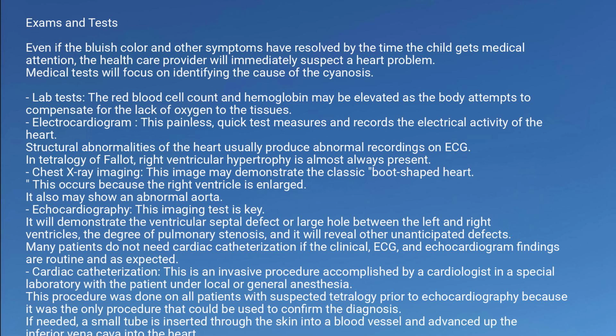If needed, a small tube is inserted through the skin into a blood vessel and advanced up the inferior vena cava into the heart. An X-ray image is taken while a small amount of dye is infused. The dye helps highlight the ventricular septal defect, pulmonary stenosis, overriding aorta, and the size of the pulmonary arteries.